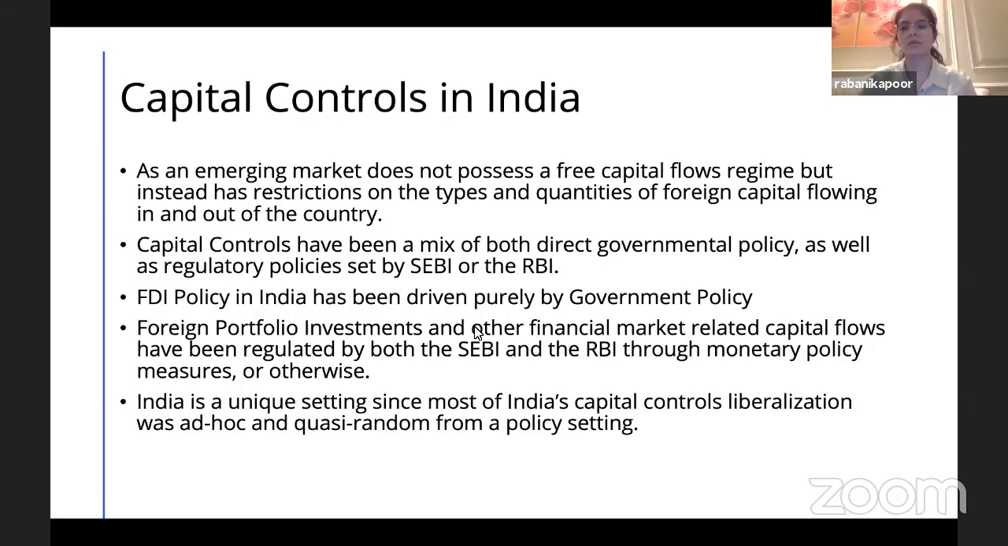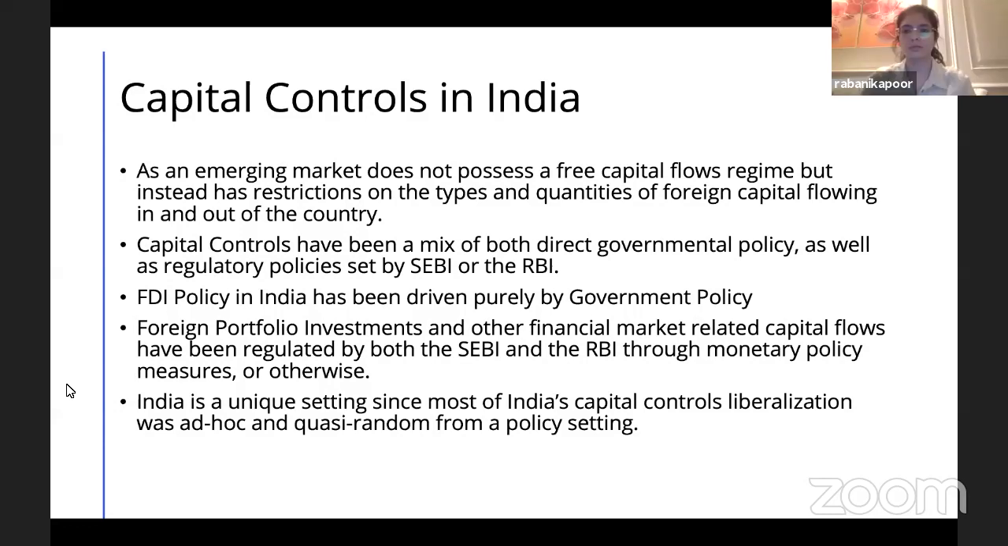So capital controls in India is a mesh between the government and the regulatory authorities and the RBI at this point of time. And India today is a unique setting if one wants to study the impact of capital controls in emerging markets. India's capital controls have been very quasi ad hoc and almost close to random. If you look at the political economy of capital controls in India, they have always been driven by responses to crisis situations.